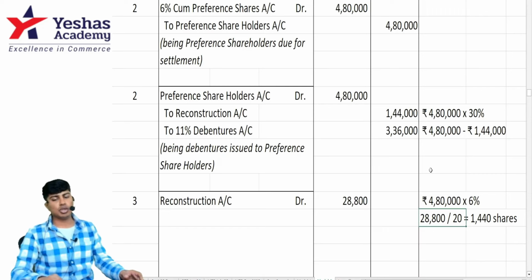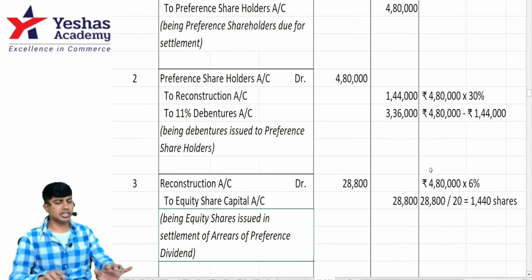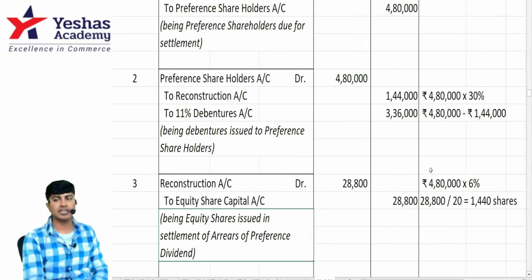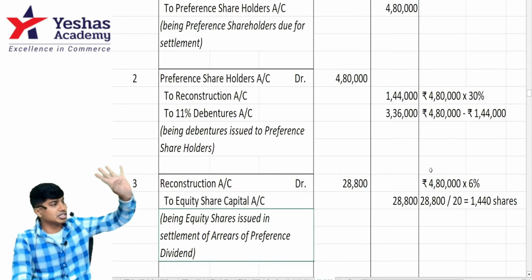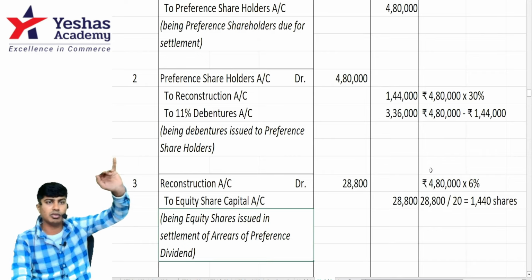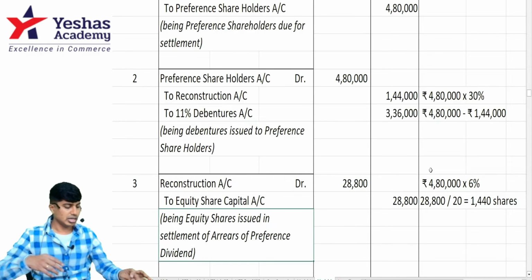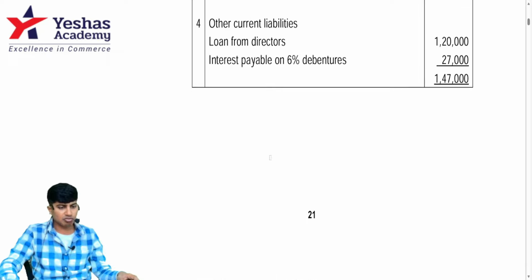Can I say we should issue 1440 shares? I would write here to equity share capital 28,800. The arrears of preference dividend is settled by issue of equity shares of rupees 20 each. 4 years dividend is arrears, 3 years dividend is waived off, 1 year dividend is settled. 3 years waive off, there is no entry. 1 year that you paid, there is entry. I hope you all understood this third one. Let's go to what's next.